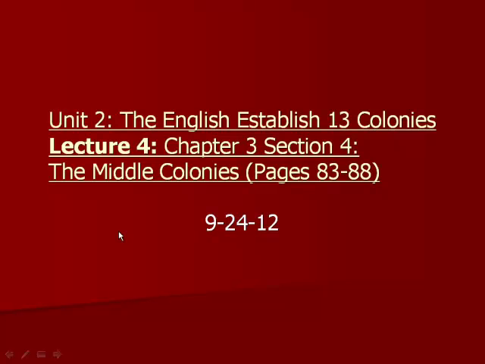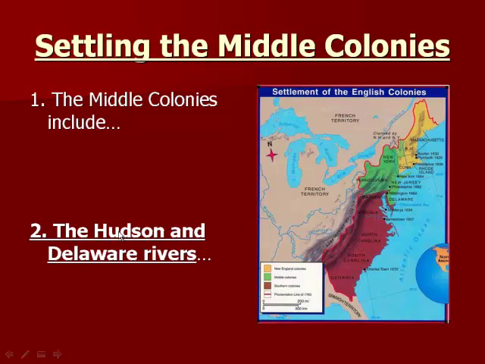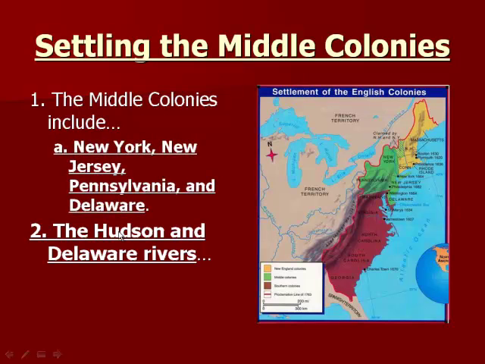This is Lecture 4. It is over Chapter 3, Section 4. It is over the Middle Colonies. The Middle Colonies include New York, New Jersey, Pennsylvania, and Delaware. If we look over here at this map, you have in the yellow, you have New England, and in the south, you have the Southern Colonies. And here in the green, we will have the Middle Colonies.